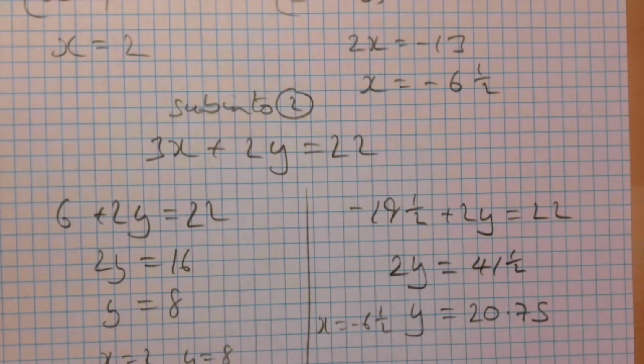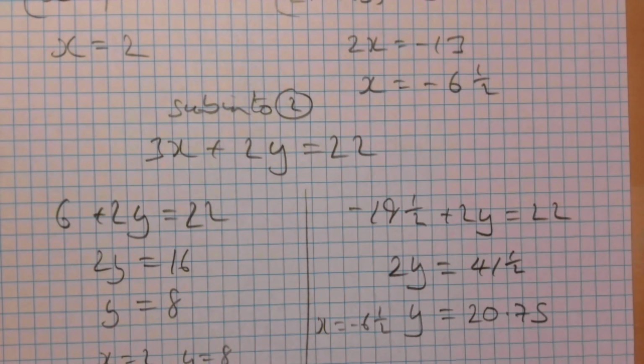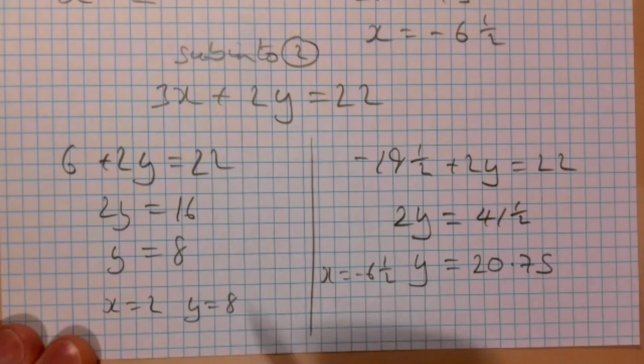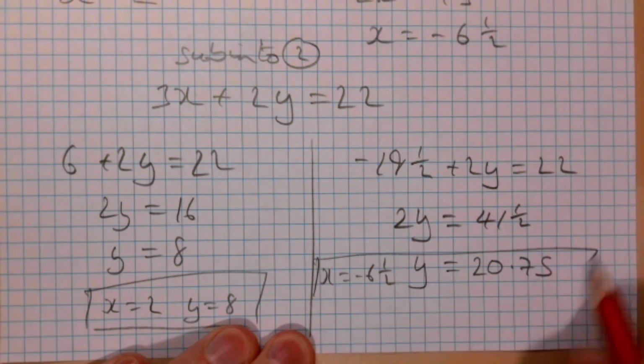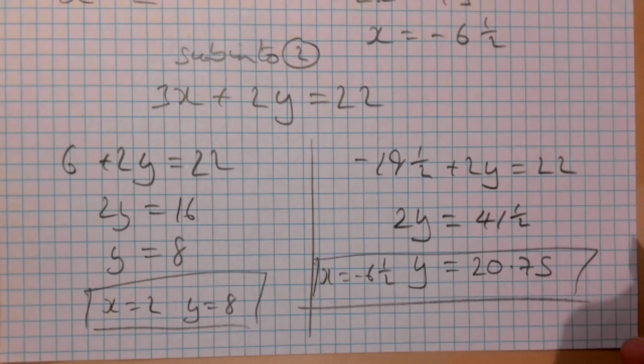I'm just going to check that just in case, but hopefully I have it here somewhere. Maybe I won't, I'll just pause. So those are my answers then, and I'm looking for x is 2 and y is 8, x is minus 6 and a half, and y is 20 and 3/4.